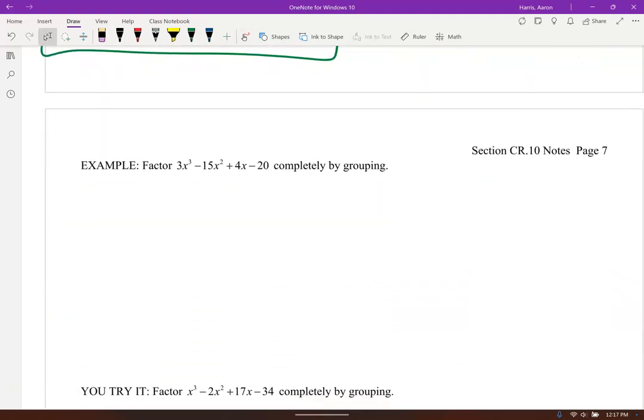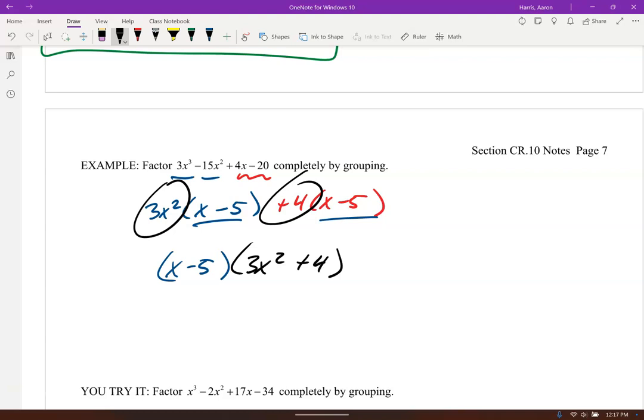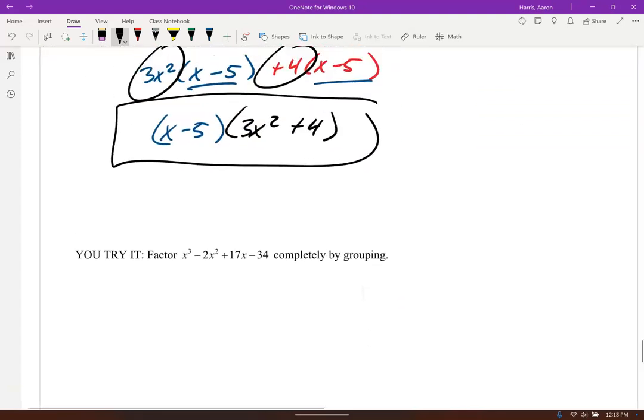So here's another one. Look at the first two. I can take a 3x squared out. Look at the next two. I can take a 4 out. And now I have two terms, and they both have an x minus 5. And I'm left with 3x squared plus 4. By the way, if you were foiling those back, you would get the original, right? So let's go ahead and have you guys try this one, factoring by grouping.